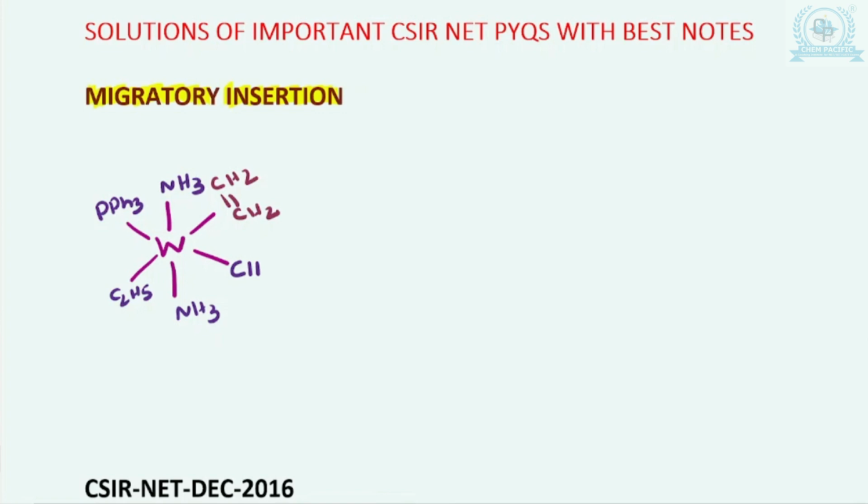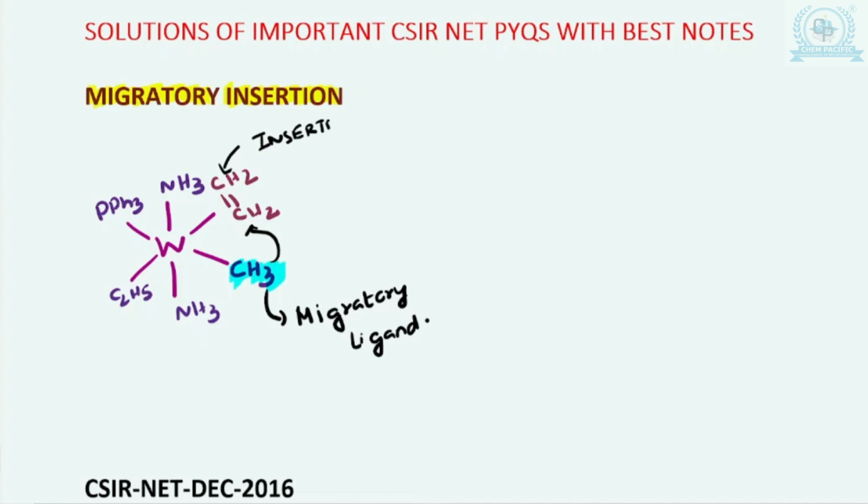So when you have this kind of condition, where you have one migratory ligand, so this is acting as a migratory ligand. This will actually get migrated over here, and this will actually get inserted. Very important, students. This concept that I am teaching you, you will see that many questions in exams have already come on this concept.